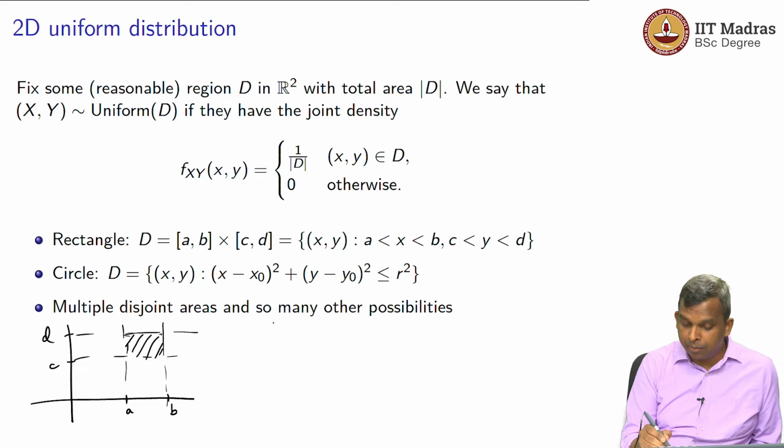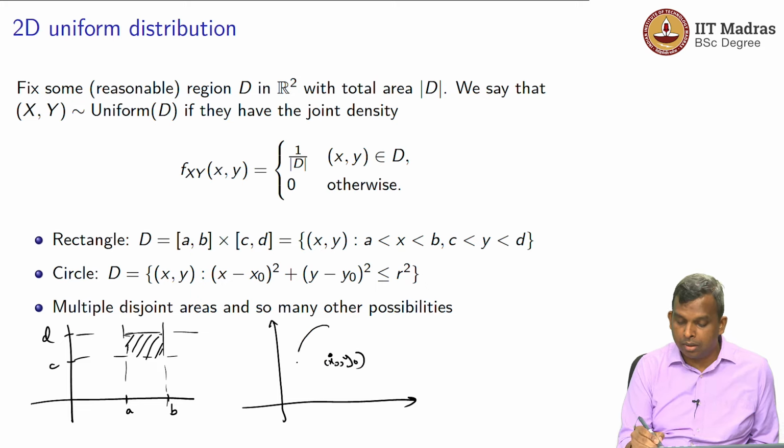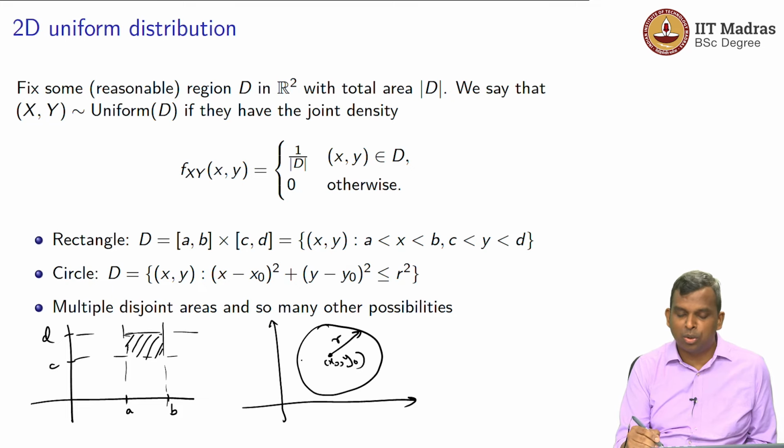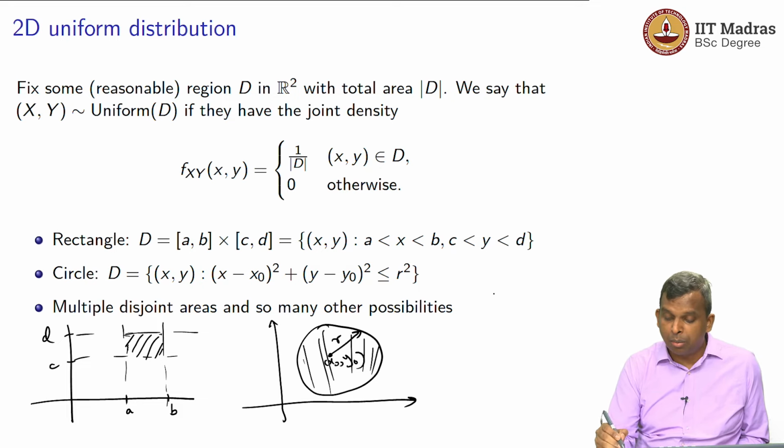It can be a circle. That's the equation of a circle centered at x naught, y naught. This is the equation, and it's a circle of radius r. Of course I'm drawing it very poorly, out of scale. So this is the circle here, and you can even have multiple disjoint regions.